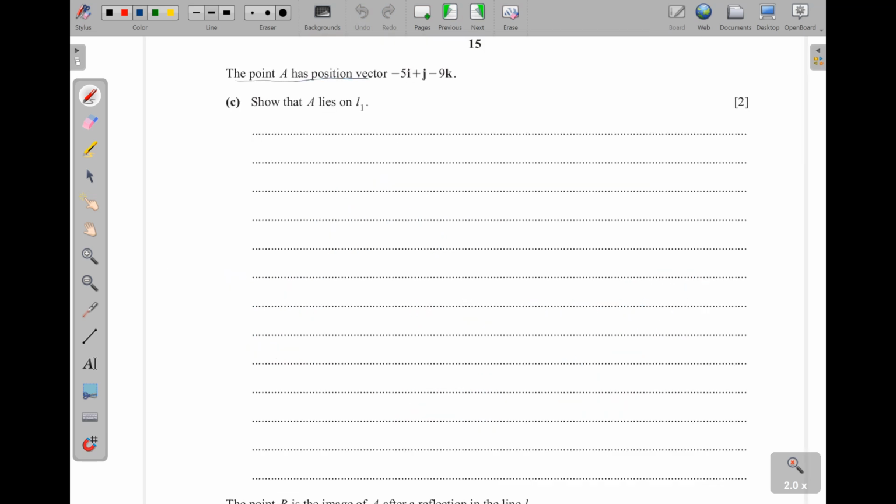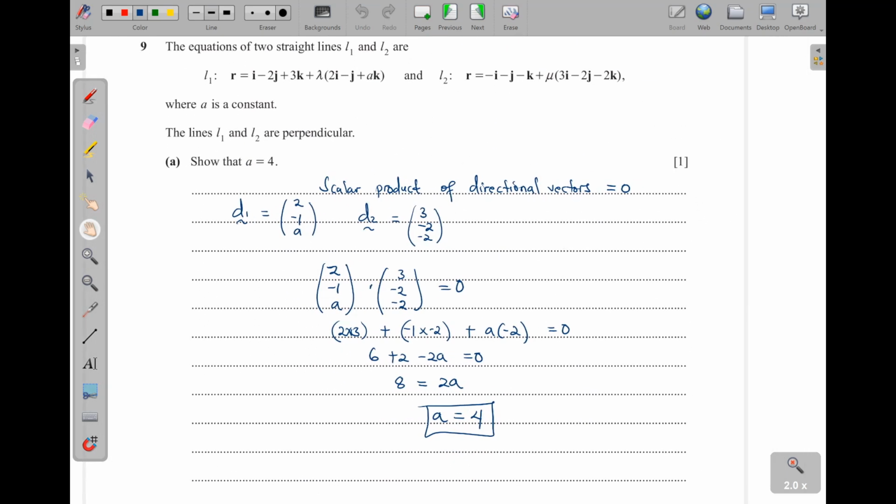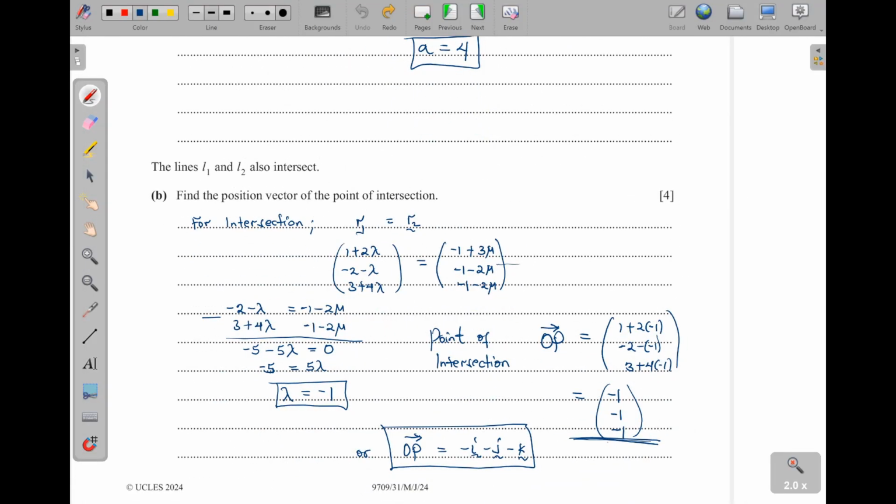The point A has position vector -5i plus j plus 9k. Show that A lies on L1. Now, for a point to lie on a line, its coordinates must satisfy the equation of the line. Remember, we have 1 plus 2 lambda. Let's check again. For L1, because they are talking about L1, this is the one here. We actually wrote it down here.